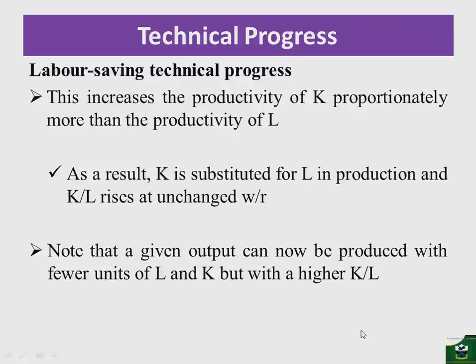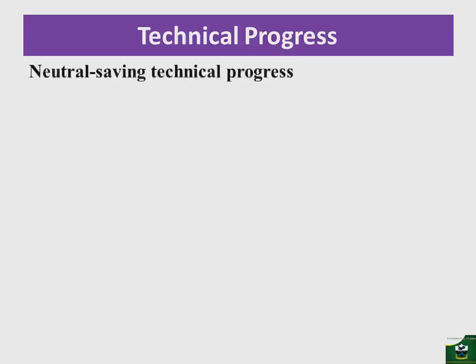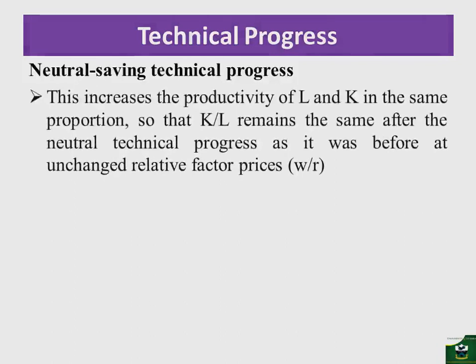We also have the neutral saving technical progress, or simply termed neutral technical progress, where the increase in the productivity of labor and capital is in the same proportion, and as such the capital labor ratio or the labor capital ratio remains unchanged after the technical progress has taken place as it was before this change, keeping the relative factor prices constant.